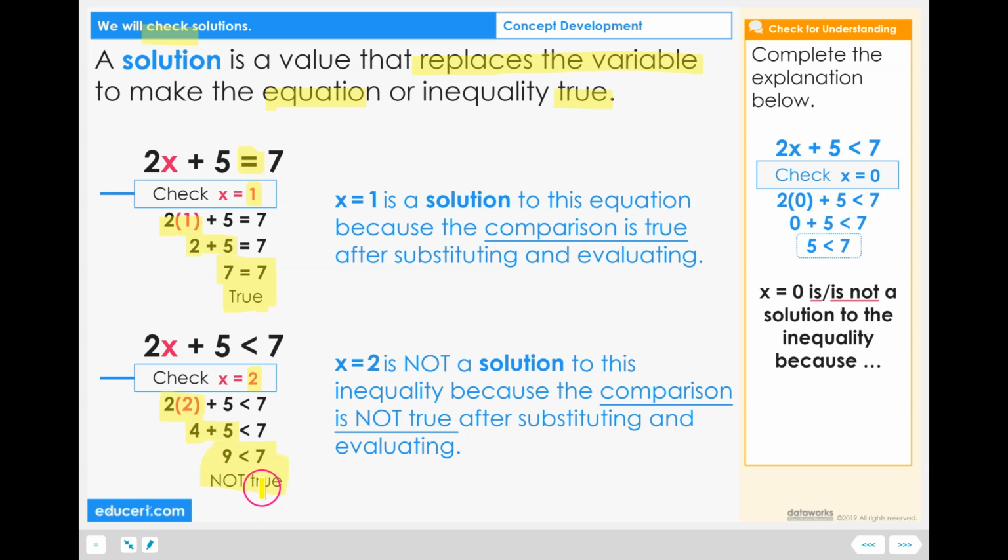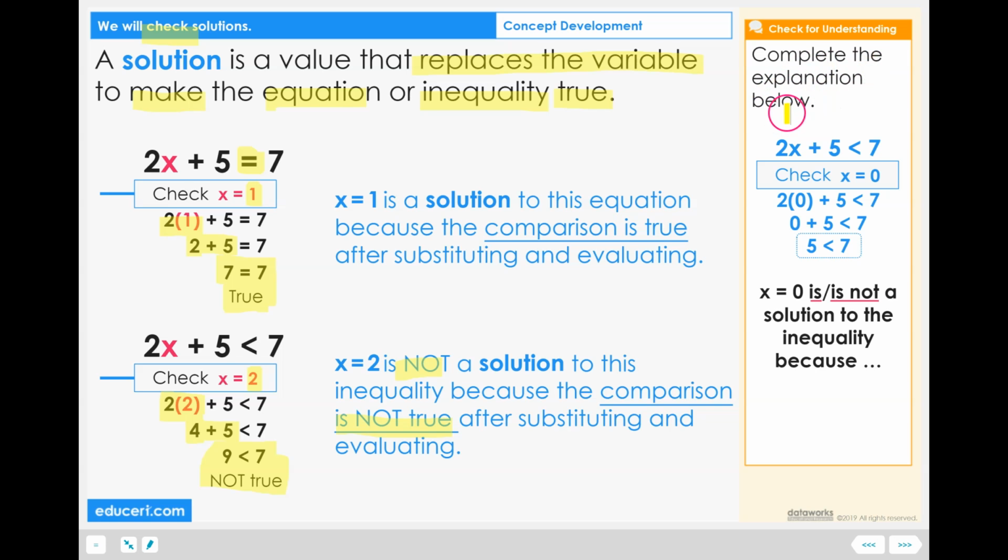And we just practiced calling this not true. 9 is not a lower value than 7. So here's what we would say. We have checked, and we now confirm that x equals 2 is not a solution to this inequality because the comparison is not true. Let's check for understanding.